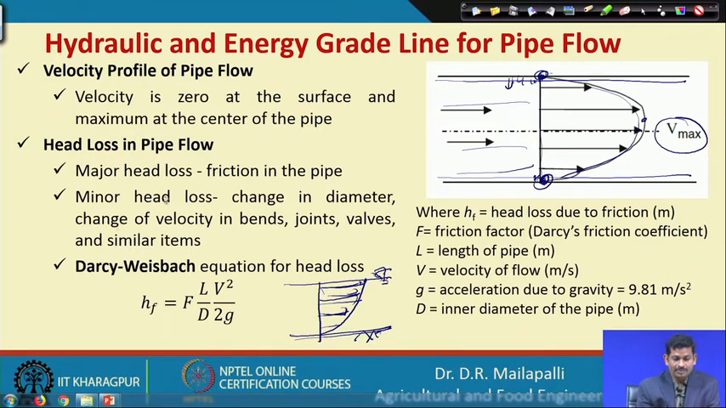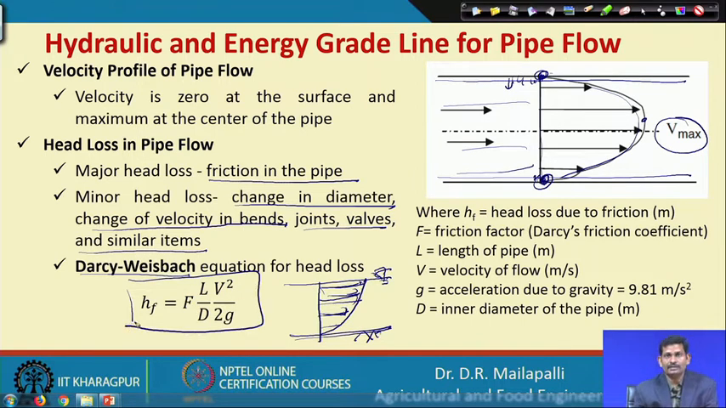Okay. So, then head loss in pipe flow. Major head loss is the friction, and minor head loss is change in diameter or change in velocity in bends, joints, valves, and similar items. So, these are the minor ones. The Darcy-Weisbach equation is used to find the head loss, mostly friction head loss, that is, small h_f, the friction head loss, which is equal to f L V squared by 2 g D. Here L is the length of pipe, V is the velocity in the pipe, f is the friction factor, D is the diameter of the pipe, and g is the acceleration due to gravity.